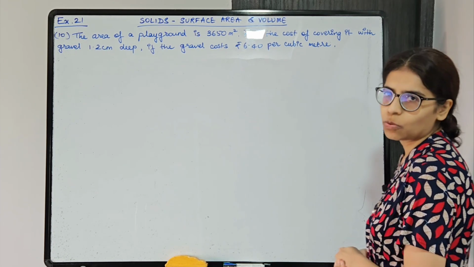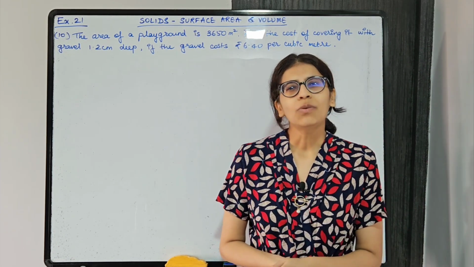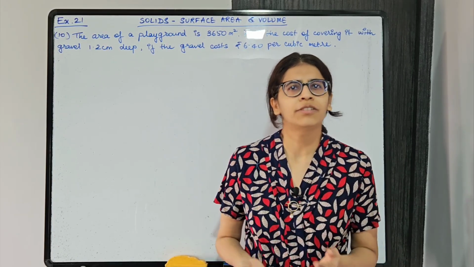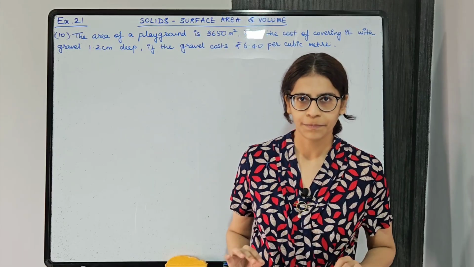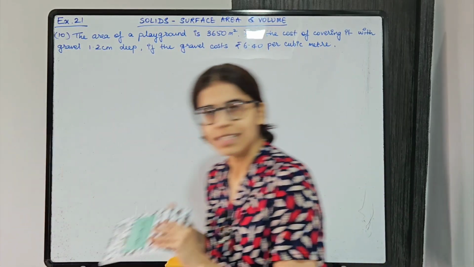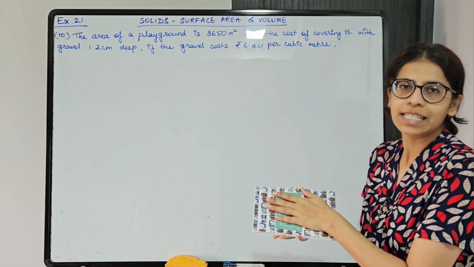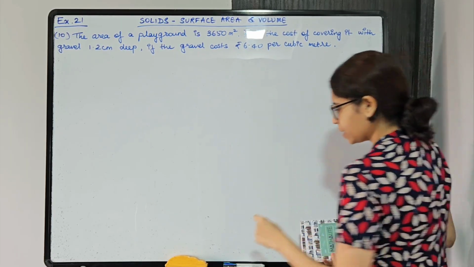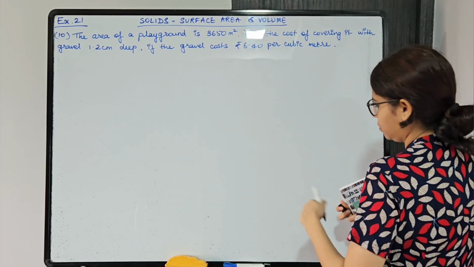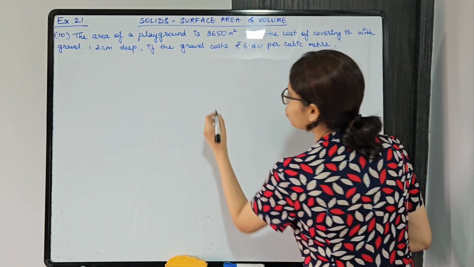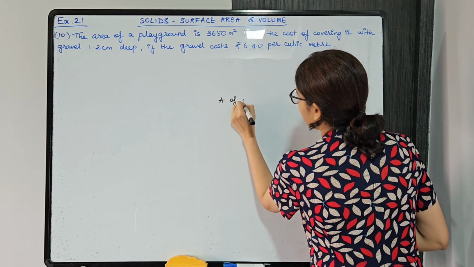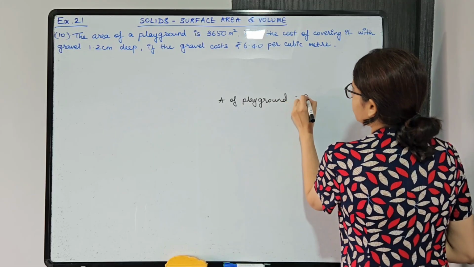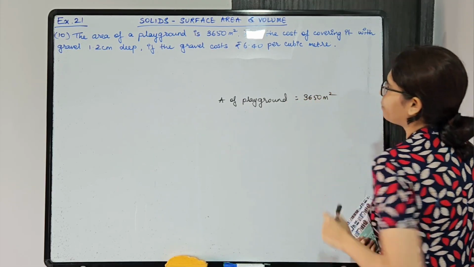There is a playground and its area is given. We don't know whether the playground has the shape of a rectangle, square or circle, but its area is given. So let's say this is the playground. Area of the playground is 3650 square meter. First we'll see how to solve, then we'll solve with proper steps.